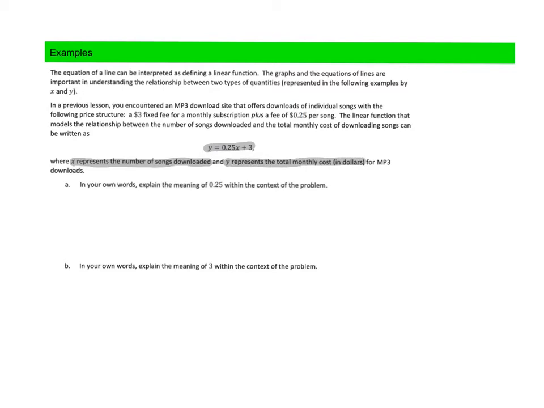All right? What I want you to do really quickly before we jump into this lesson is tell me, in your own words, what does this 0.25 represent? Explain to me what that represents here. And then tell me what this 3 represents. In your own words, tell me what they mean, and then we'll go over it. This is a little bit of review before we start our lesson today from what we worked on yesterday. I'll give you about 1 minute to get some answers down.